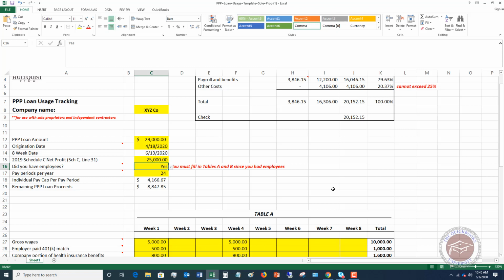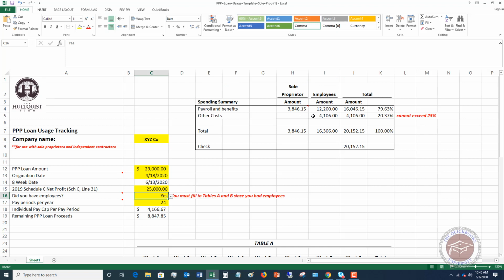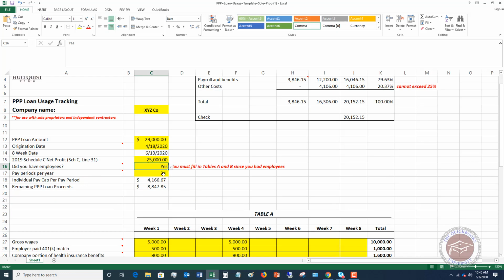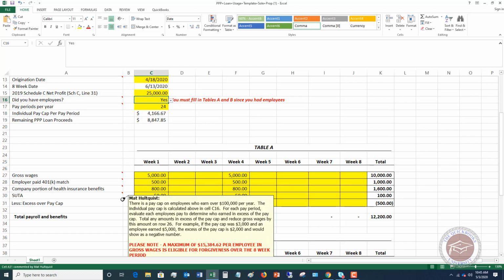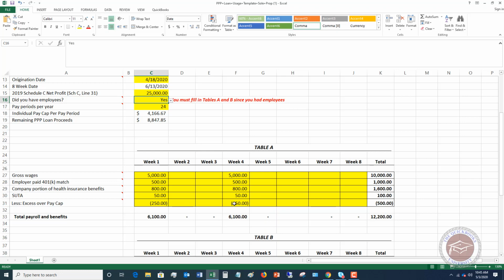Now you'll see up here these costs, other costs, flip between here and here when you choose yes or no. All right. Then over here, pay periods 24, that calculates the individual pay cap per pay period. Now what that means is one employee cannot make more than $4,166.67 in one pay period. And you'll see down here an explanation with an example that tells you what that means and how to calculate the amount to subtract out down here.